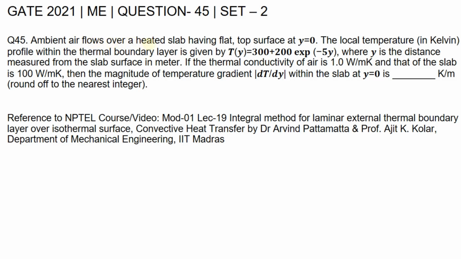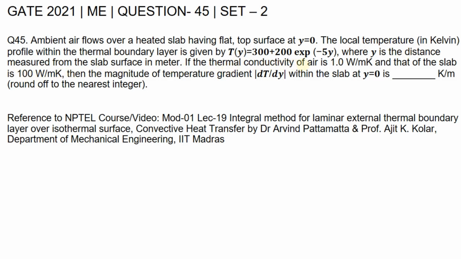Ambient air flows over a heated slab having a flat top surface at y equal to 0. The local temperature profile in Kelvin within the thermal boundary layer is given by T as a function of y equal to 300 plus 200 e to the power of minus 5y, where y is the distance measured from the slab surface in meter.